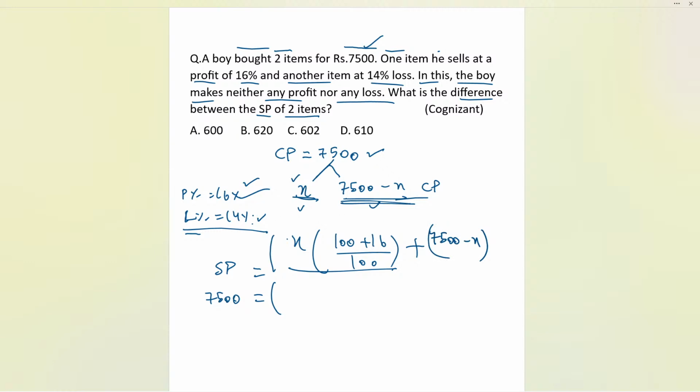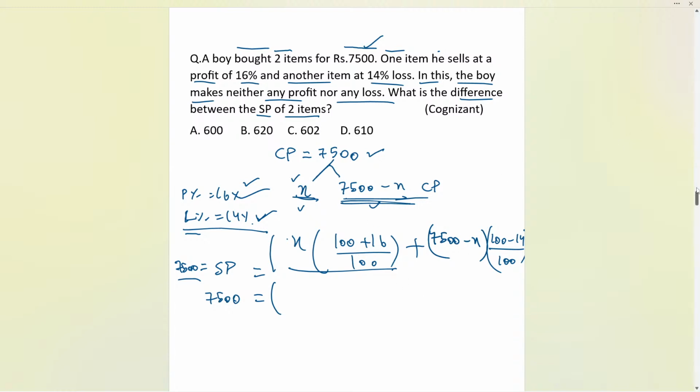Basically, we have the loss over here. So 100 minus the loss, which is 14% divided by 100. Here we have the part, and that complete part is equal to 7500. You have to solve this equation. It is a very easy equation. Trust me, if you solve it now, it will be very easy for you.